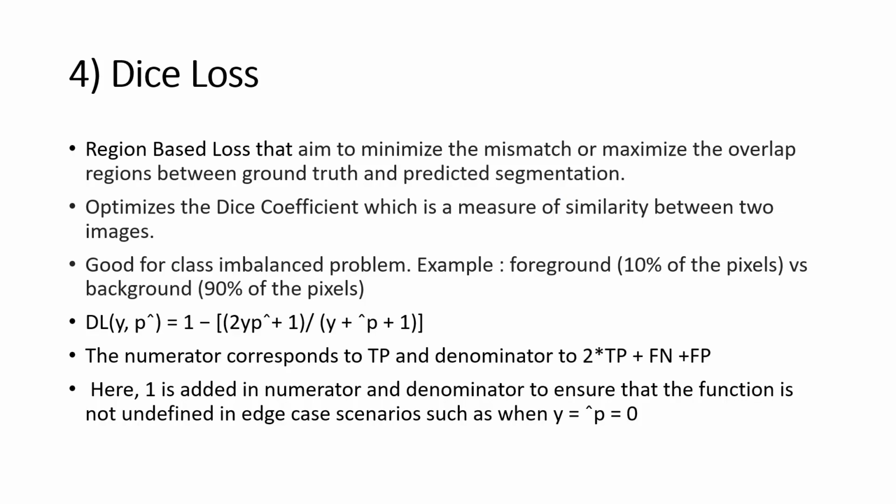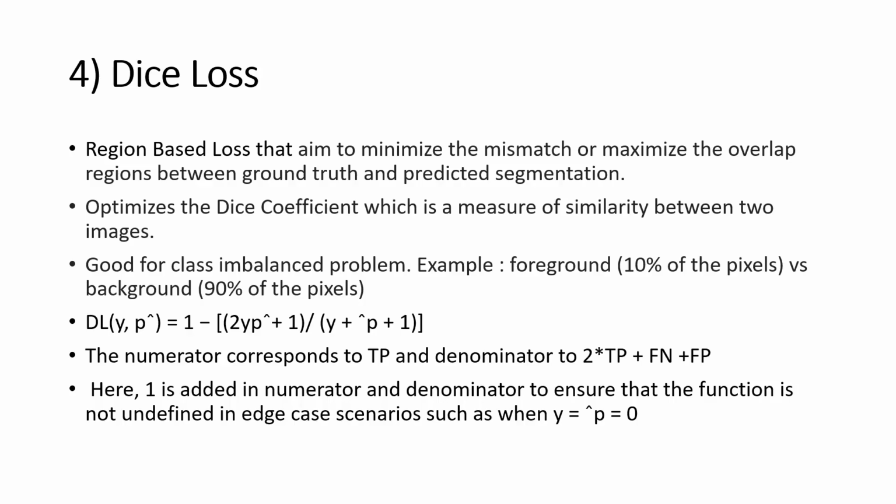Now we come on to dice loss. This is our first region-based loss that aims to minimize the mismatch or maximize the overlap between the ground truth and the predicted segmentation. The motivation behind this is to consider an area of pixels that are being classified as a certain object, let's say a positive class. There might be one section that is the false positive, another section that is the false negative, and one section that is the true positive, which is rightly classified. What we want to do here is increase the true positive section and decrease the false negative and false positive sections. This is known as the dice coefficient.